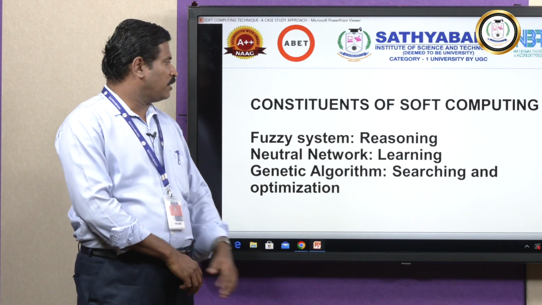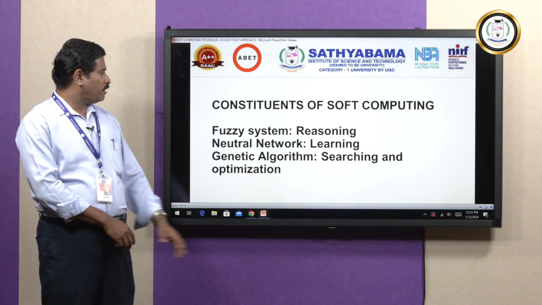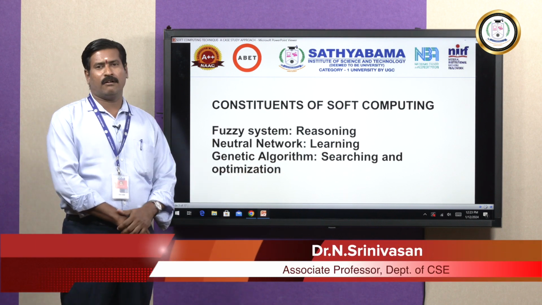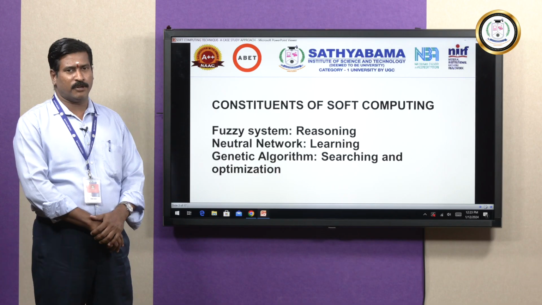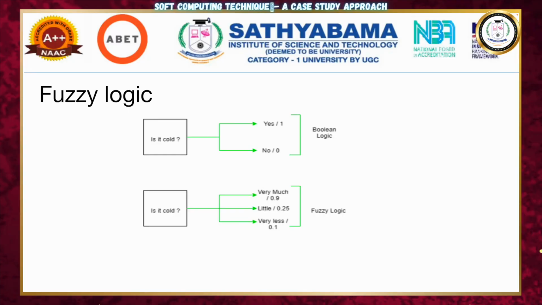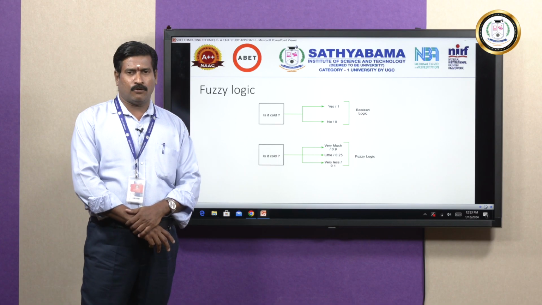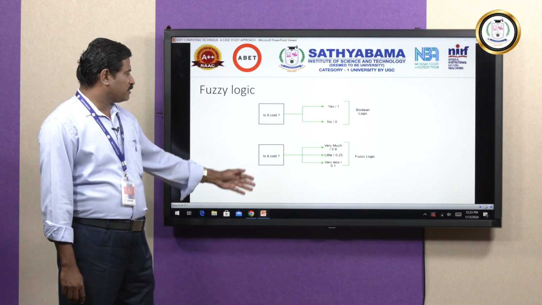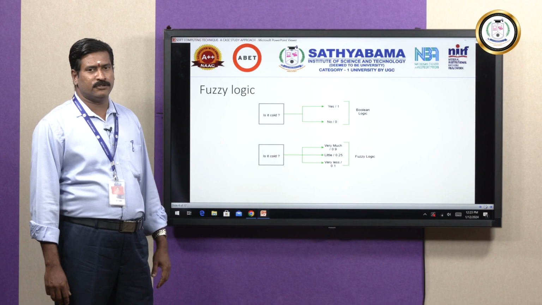The fuzzy logic is mainly used for reasoning, the neural network is used for the learning process, whereas the genetic algorithm is used for searching and optimization. So what is fuzzy logic? We all know about the binary logic. The binary logic represents a 0 or 1, or it may be true or false, whereas the fuzzy logic represents the range of values from 0 to 1.